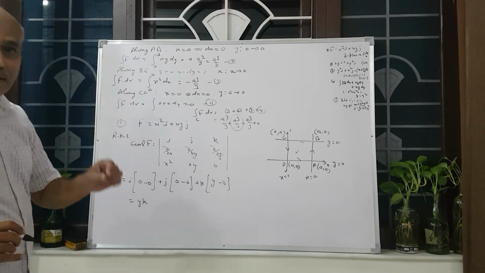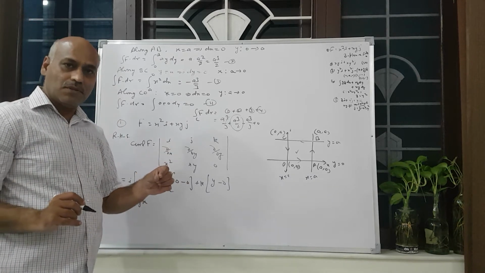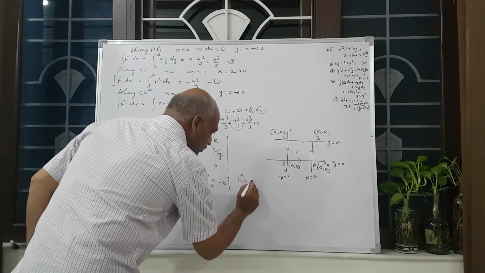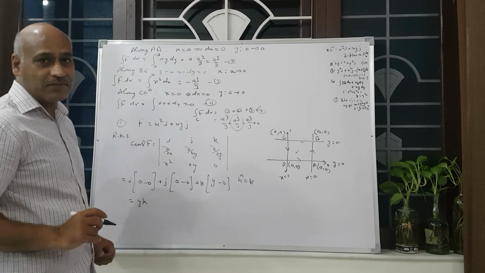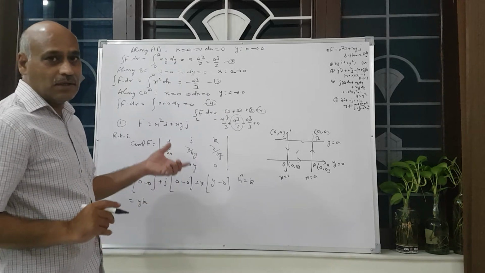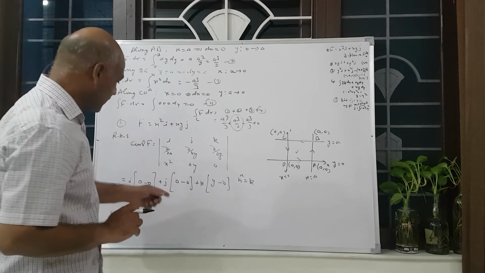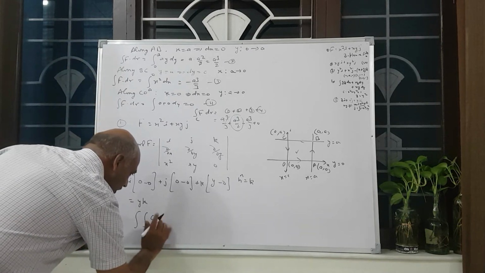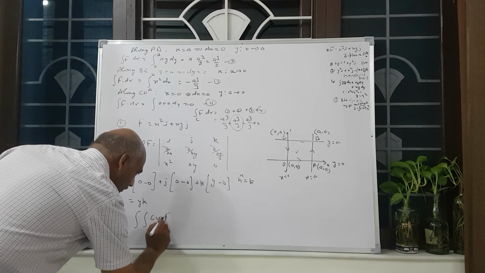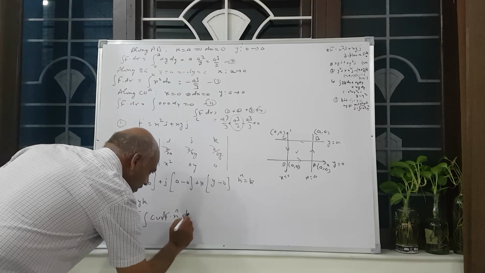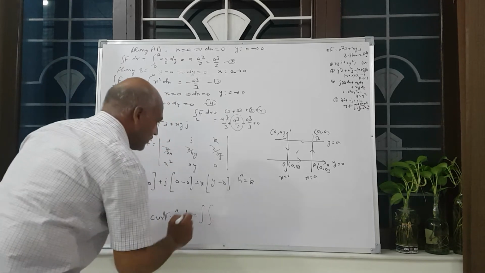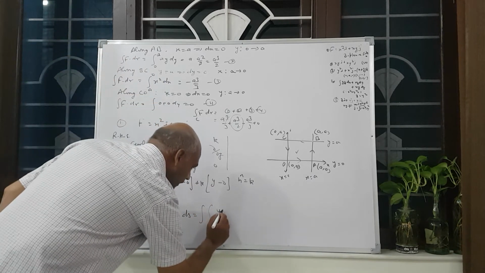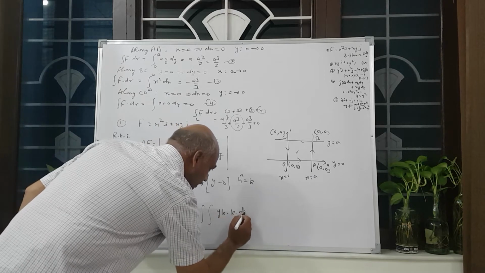What is n cap? In the xy plane, the perpendicular to the xy plane is z, so the unit vector of z is k. N cap equal to k. So the double integral of curl F dot n cap ds. N cap means yk dot k dx dy.